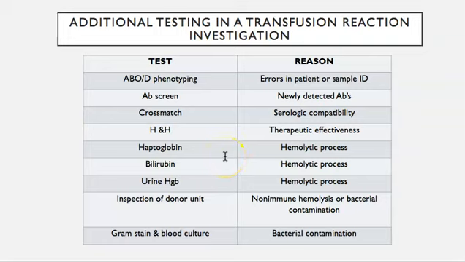And usually if we're investigating a transfusion reaction, we're going to redo all of our testing on the pre-sample and the post-sample. So we're going to redo that ABO and Rh, the patient's type, we're going to redo that screen, and we're going to redo the crossmatch on all of those pre- and post-transfusion samples. And then here are some others that we may end up having to do depending on what type of transfusion reaction they suspect. Okay, so that's the end of this lecture on transfusion reactions.